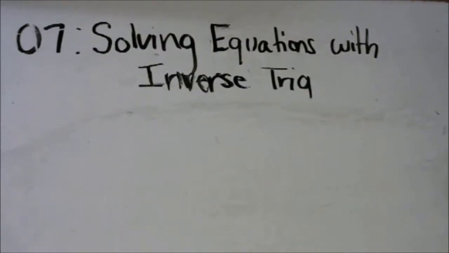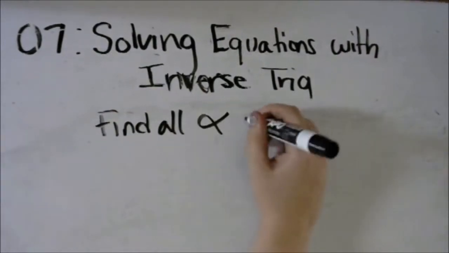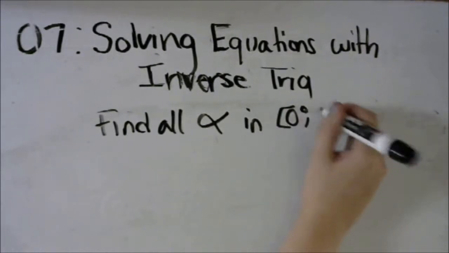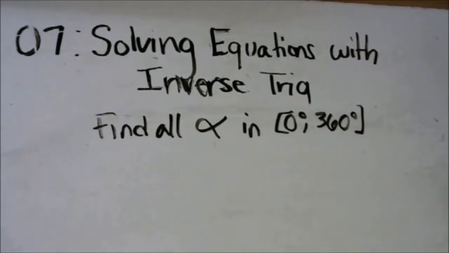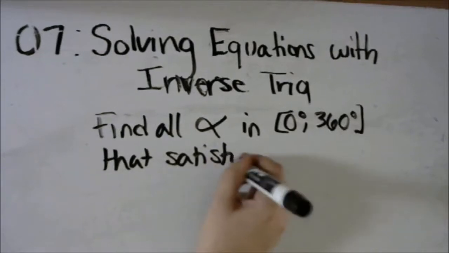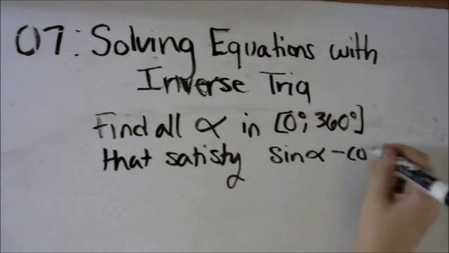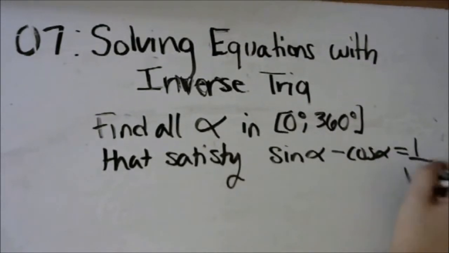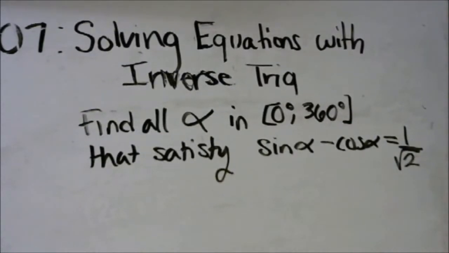For our last example involving quadratic methods, let's take a look at a slightly different equation. We're going to find all alpha in the interval 0 degrees to 360 degrees. So if we're using our calculator, we'll need to make sure that we're in the degree setting. Find all alpha that satisfy the equation sine alpha minus cosine alpha is equal to 1 over the square root of 2.